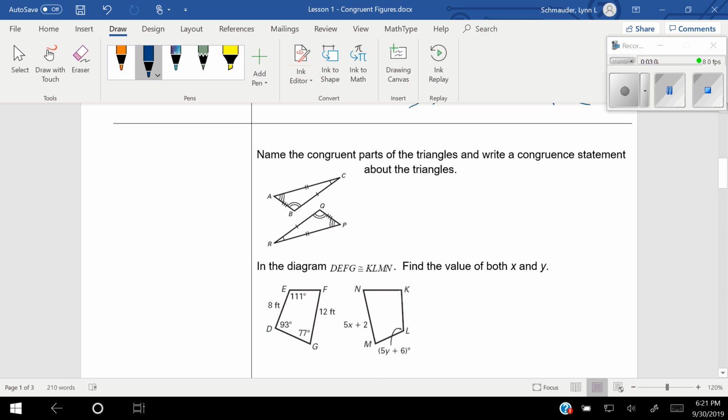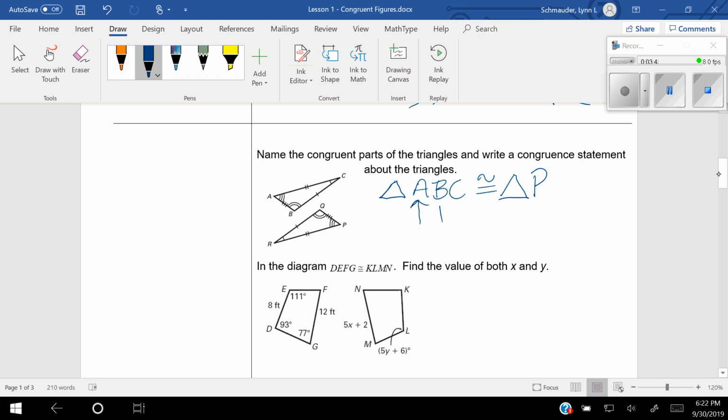All right, let's see what we have here. Name the congruent parts of the triangles and write a congruent statement about the triangles. Okay, you know what I'm going to do is I'm going to write my congruent statement first because that's going to help me, I think. Let's see here. I'm just going to label the first one triangle ABC. All right, and now, because order matters, I got to figure out which angle in the second triangle is congruent to angle A. Well, angle A has the 3 marks on it, so that would have to be angle P.